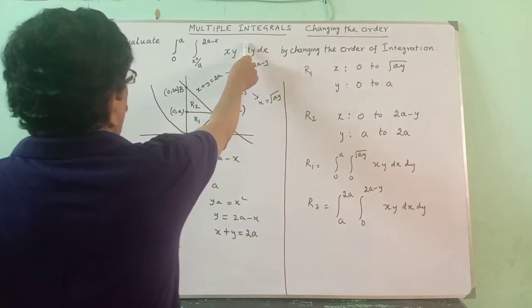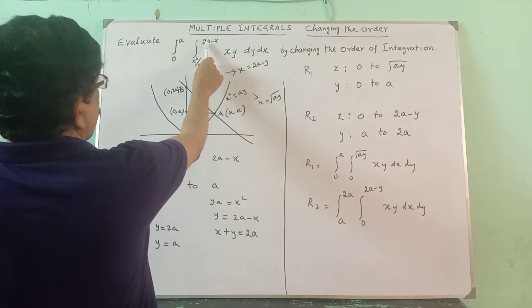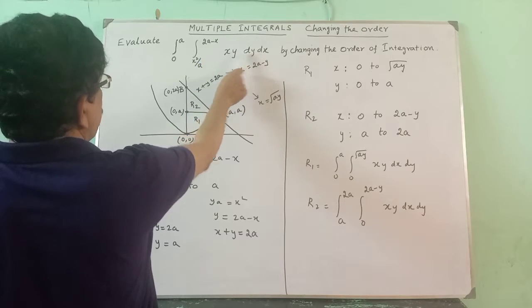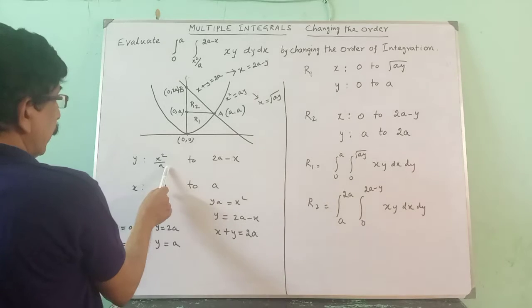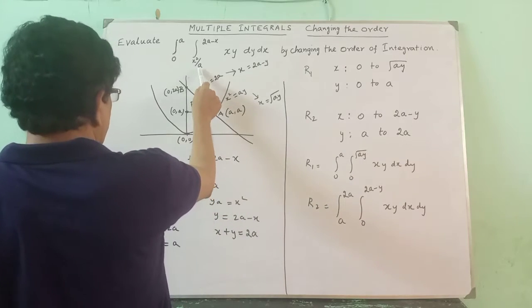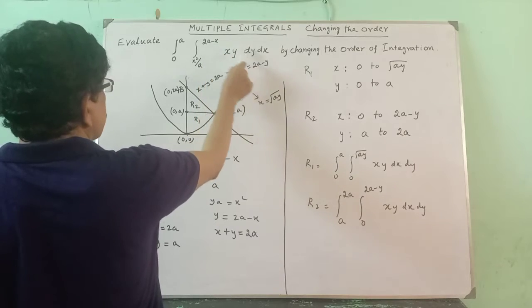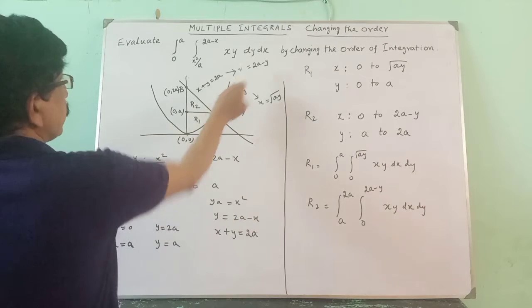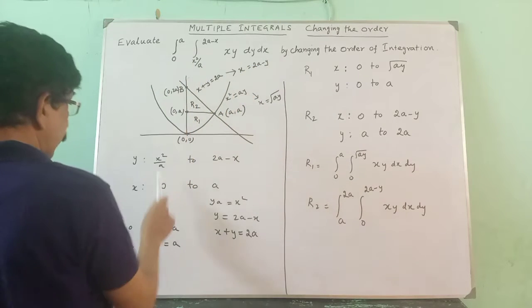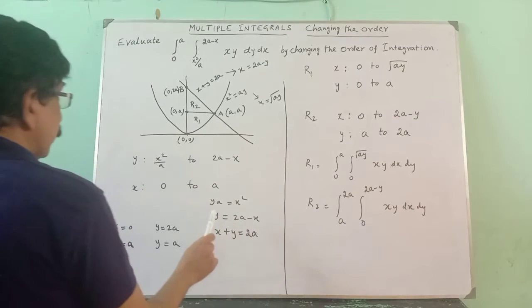Here the y limit is x square by a to 2a minus x. This is the y limit. And the x limit is 0 to a.